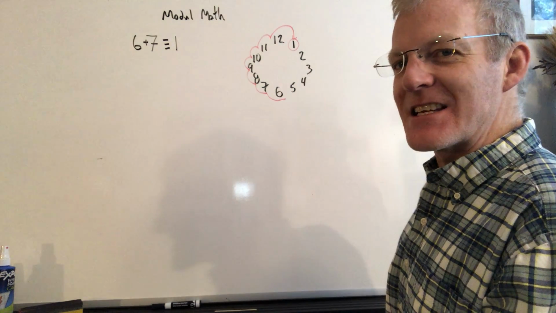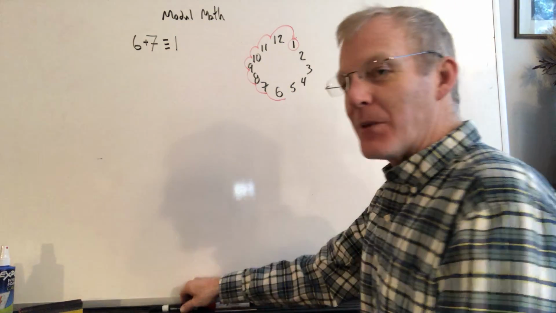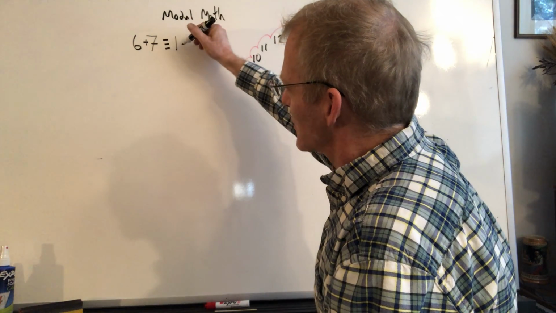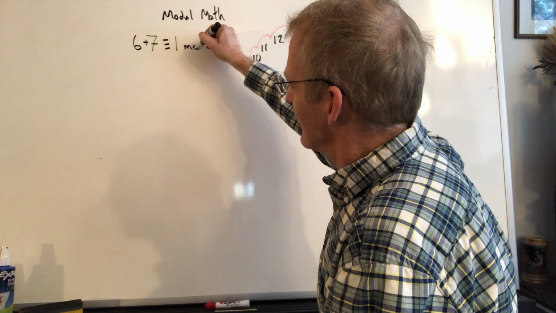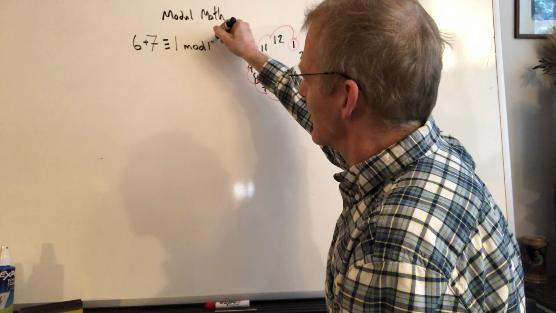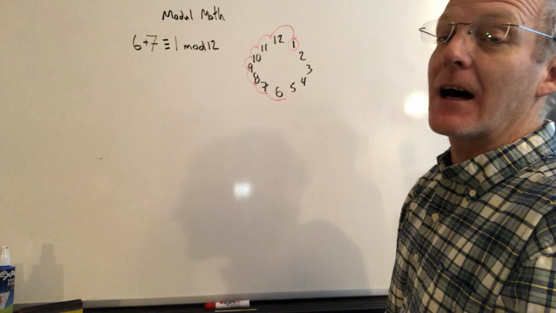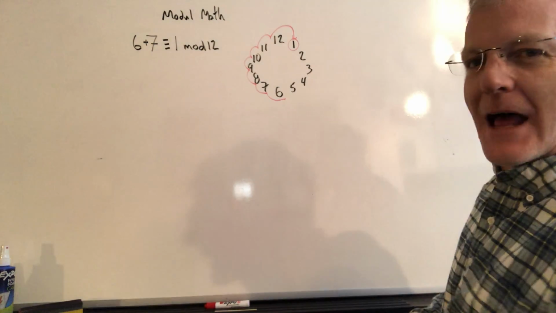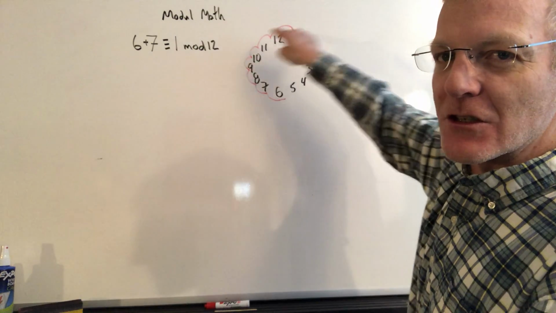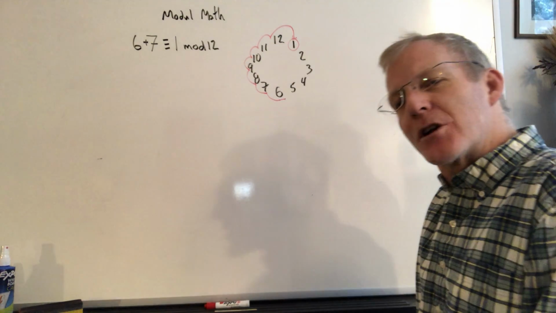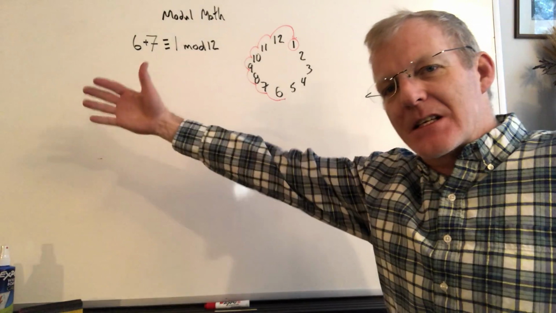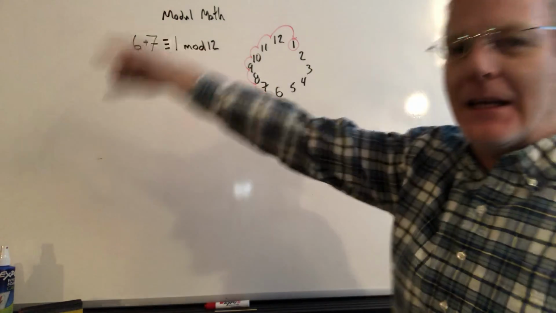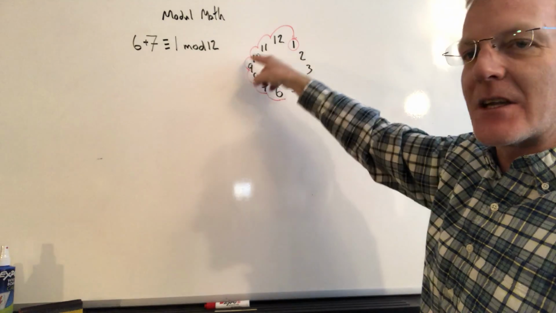6 plus 7 is equivalent to 1, but I left one part out, I must admit. It's equivalent to 1 in mod 12. So here's the deal about modular math. Modular math is math in a circular system, whereas the math that we're used to working with is an infinite system. It goes on forever in both directions, positive and negative. This is limited to here.